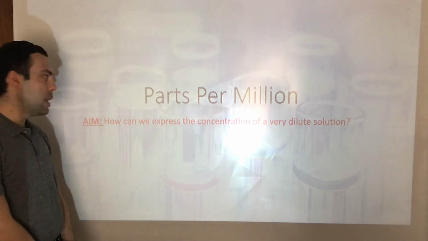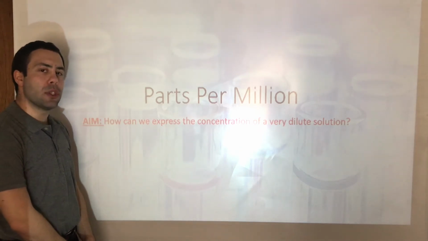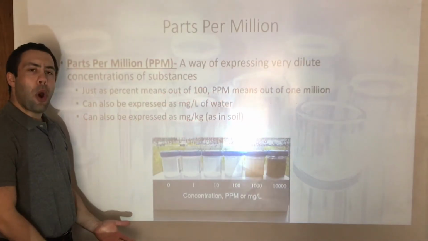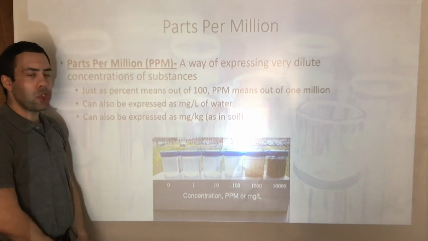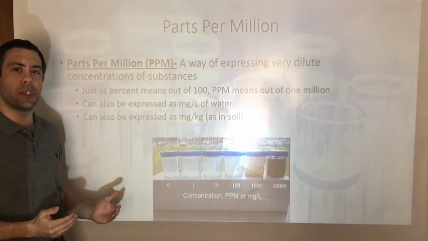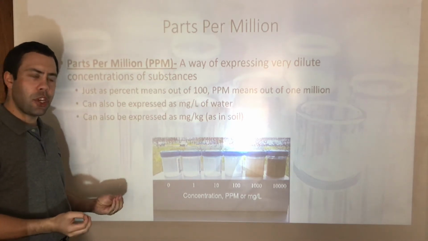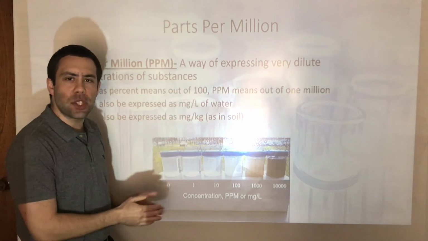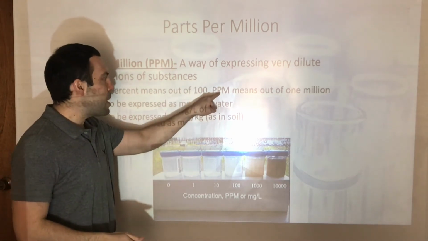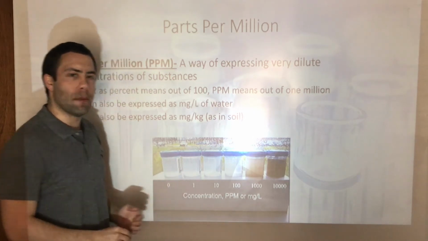Our aim for today is, how can we express the concentration of very dilute solutions? Parts per million, or ppm for short, is a way of expressing the concentration of a very dilute solution. Just like percent composition is out of 100, ppm, parts per million, is out of 1 million.